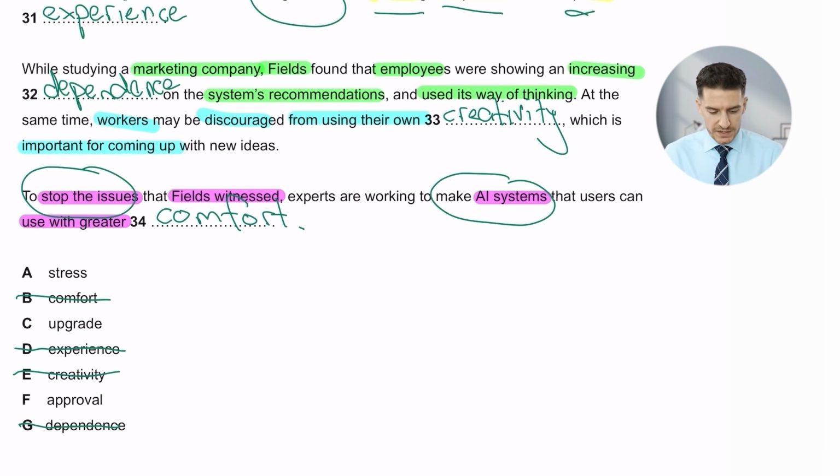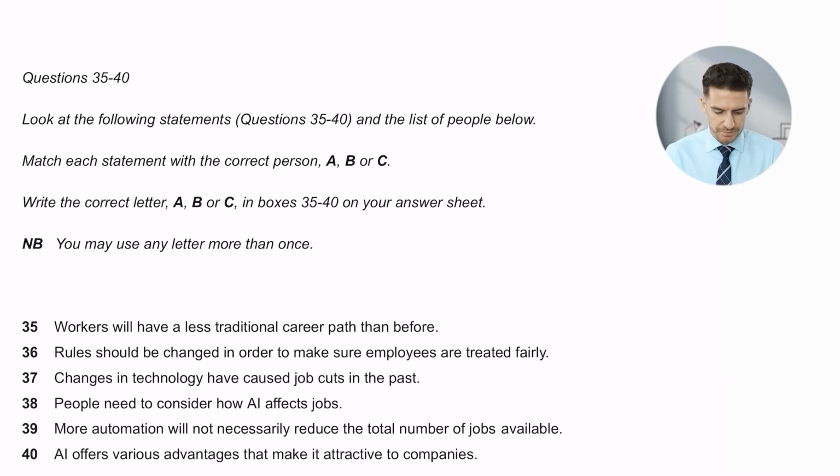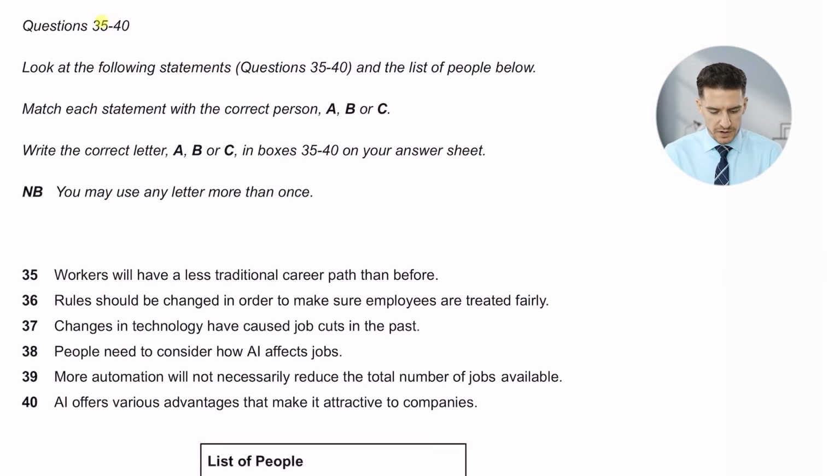Let's go to the next set of questions now. So questions 35 to 40. Look at the following statements, okay? Questions 35 to 40 and the list of people below. Match each statement with the correct person, A, B, or C. Write the correct letter, A, B, or C, in boxes 35 to 40 on your answer sheet. NB, you may use any letter more than once.